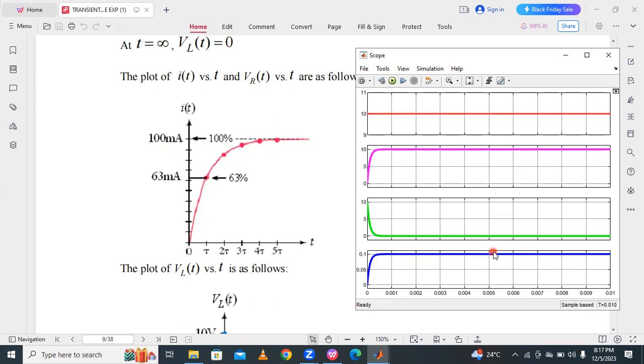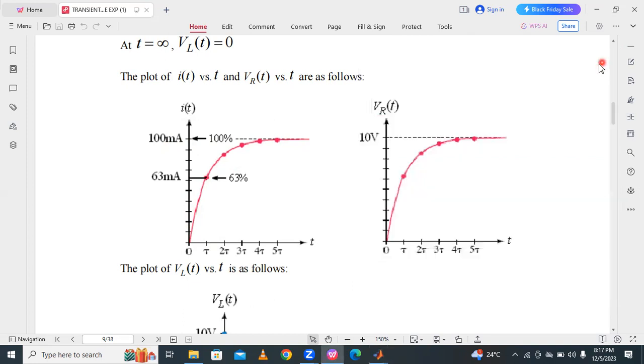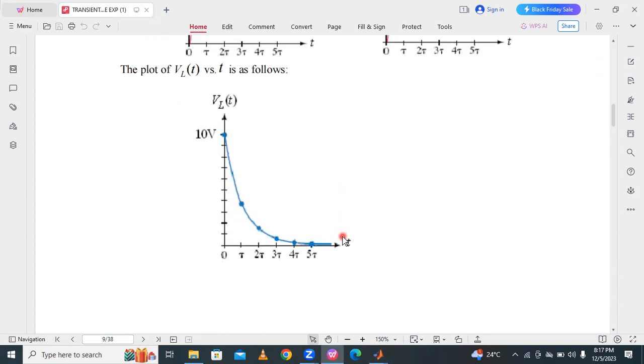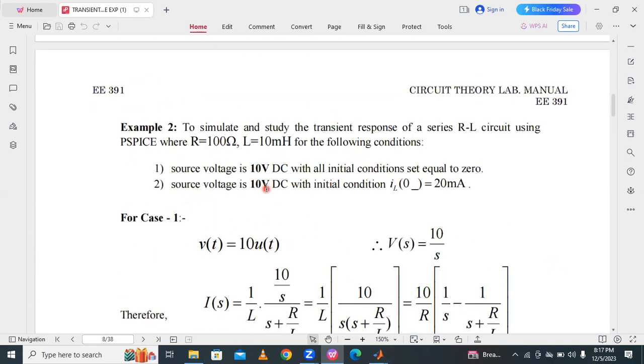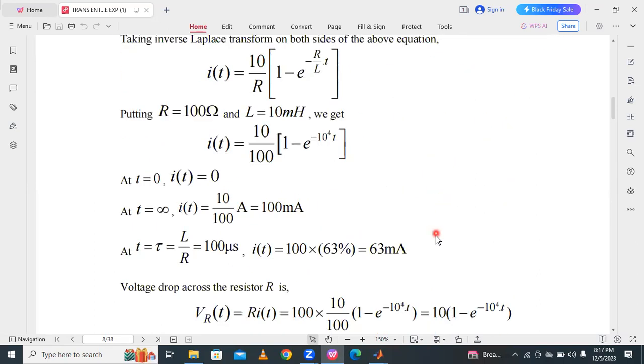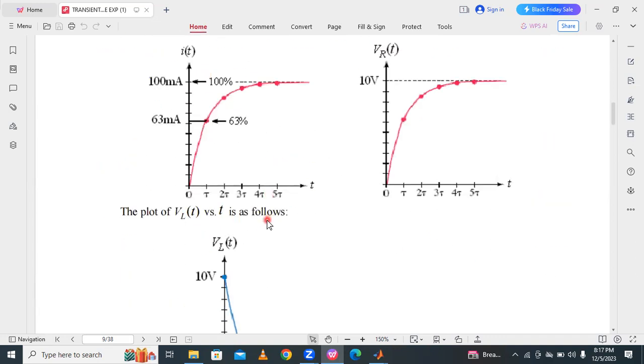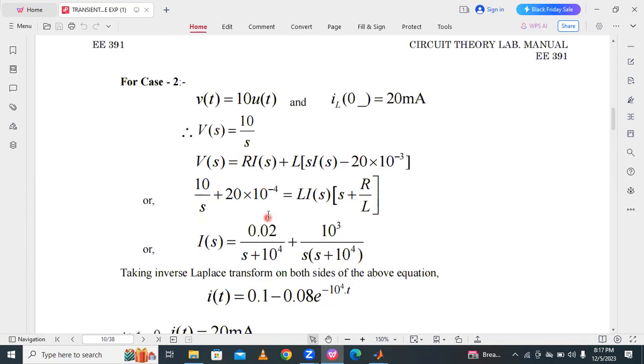So this is about the series RL circuit without initial conditions. Understood? Then with initial conditions. Coming to case 2, what is case 2? With initial conditions. In case 2, source voltage is equal to 10 volts DC, and the initial condition is IL(0-) equal to 20 milliamps. By considering the initial conditions, what is the response of the electrical circuit?